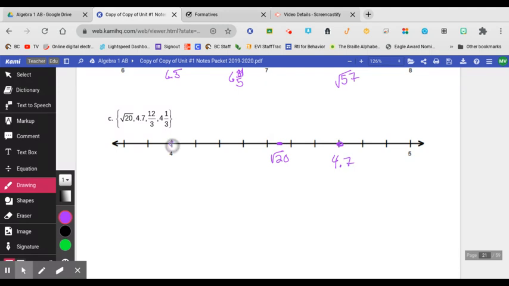12 thirds is really just 4. 4 and 1/3, again, that's not 0.3, that's a little bit more than 0.3.